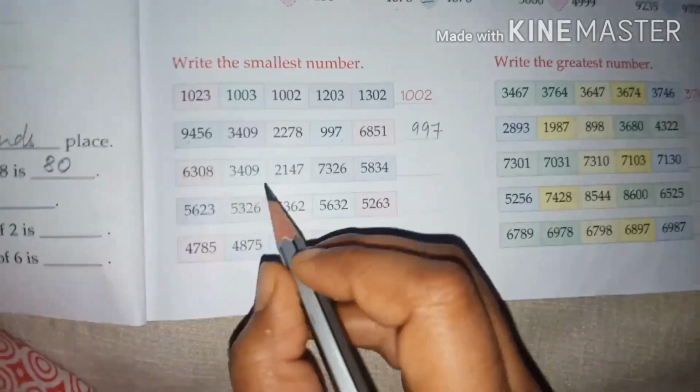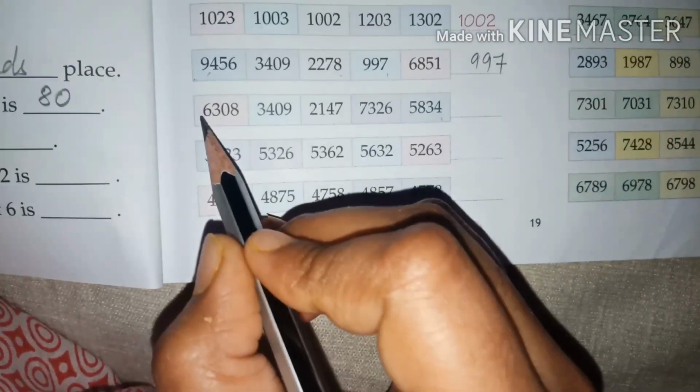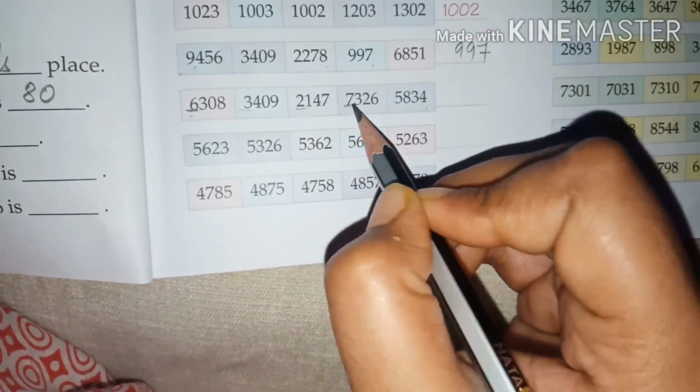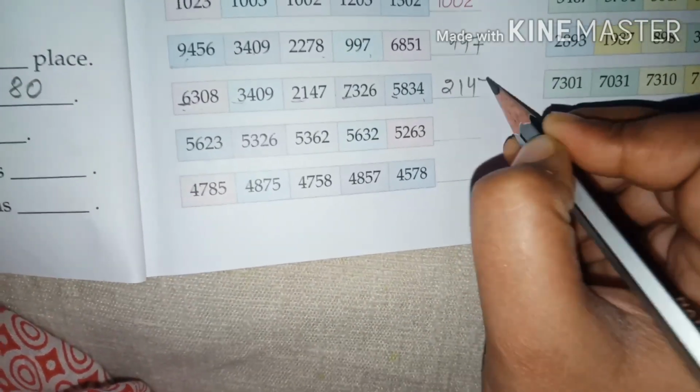Okay. Again, in this question all the numbers are 4 digits. So we will check their first number. 6, 3, 2, 7, 5. तो कौन सा छोटा है? 2. तो I will write it here.